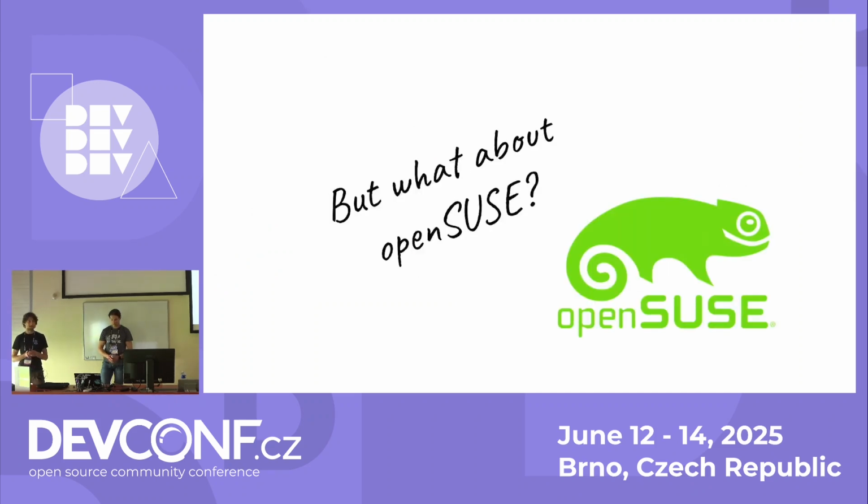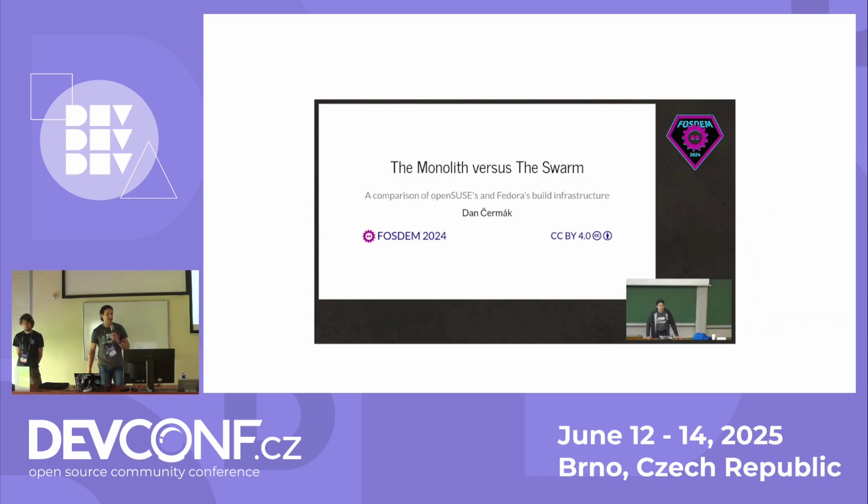Okay, but what about openSUSE? Yeah, so the odd one out. There hasn't been a lot of green in the previous images. And that's because openSUSE's build system is particular, especially when compared to what most people know. When I look into the room, I see mostly Fedora and RHEL faces, probably, not too many openSUSE ones.